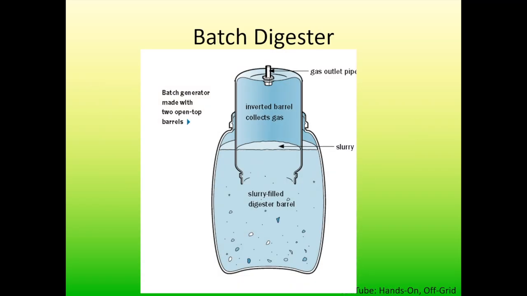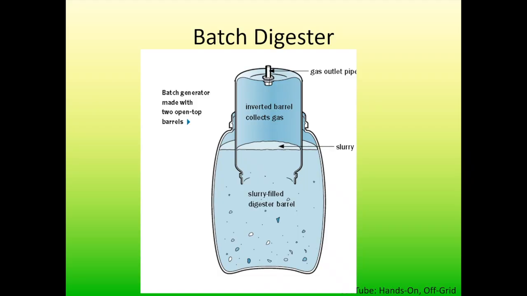Sometimes the entire system that you put together that produces biogas is called a generator, because it's more than just the digester. The digester is the part of the generator that manages the digestion process. A batch digester is simple, but it's relatively high maintenance. It's kind of a one-shot deal. You fill the lower barrel with digestible slurry, and as the gas is produced, it fills the upper inverted barrel. Once the digestion phase is done, you need to empty the barrel and start all over again.